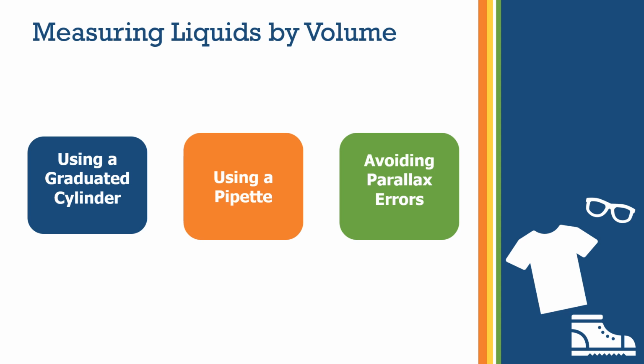Using a pipette. For precise measurements, use a pipette. There are different types, including volumetric and micropipette. Draw the liquid into the pipette to the desired mark and release it into the receiving container. Avoiding parallax errors. Always ensure your eye is level with the measurement mark to avoid parallax errors, which can lead to incorrect readings.